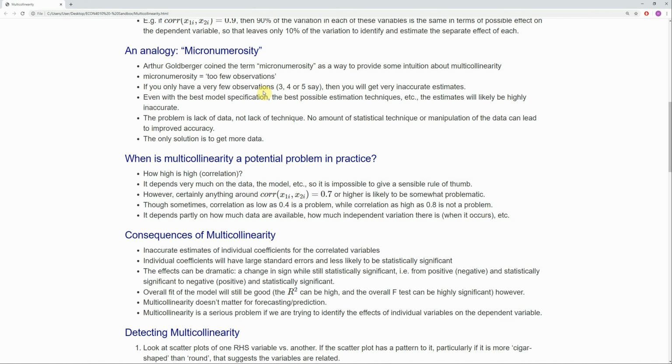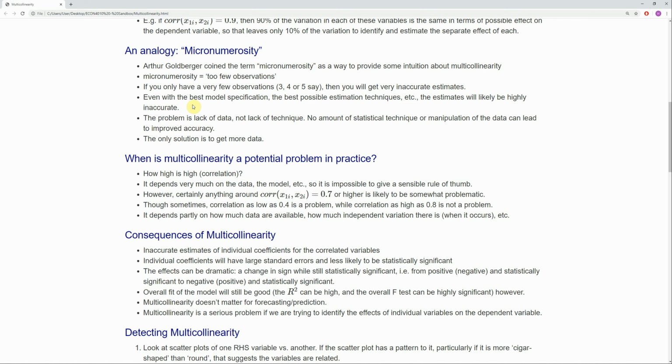So if you have very few observations, let's say 3, 4, or 5, or maybe even 10, then you will get very, very inaccurate estimates because you haven't had the chance to see different variation of your data. You're just looking at a very, very scarce sample of it. So even with the best tools and techniques out there, you really cannot have anything better than luck in predicting or describing what's going on.